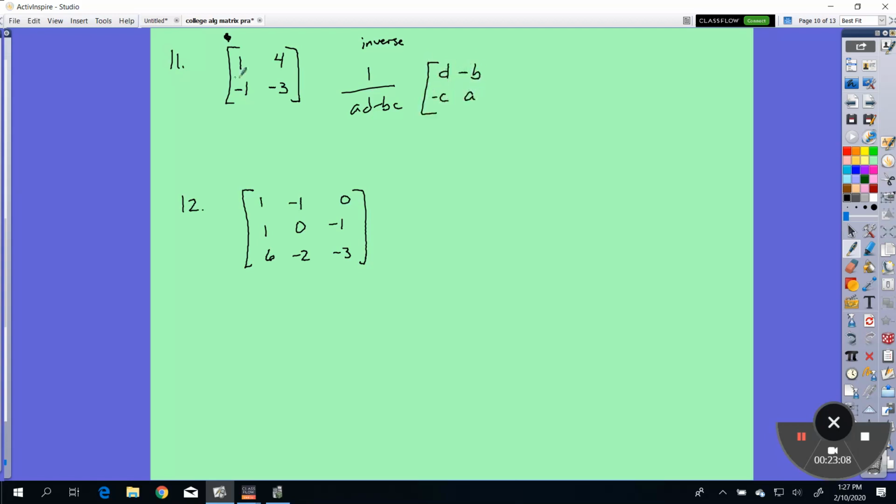A, B, C, D. So this was A, this is B, this is C, this was D. So 1 times negative 3 is negative 3 minus 4 times negative 1. So minus negative 4, that turns into a plus, so that's really 1. So this 1 divided by AD minus BC just turns into 1 divided by 1, which is 1. You switch these places, that's negative 3, 1. These, you switch their signs. Now you distribute this in, and so that's the inverse matrix.